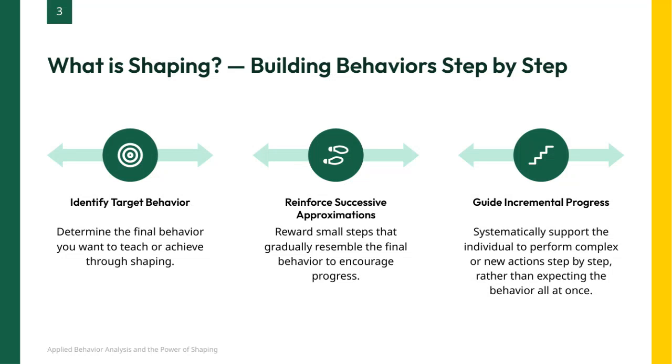When we talk about shaping, the first step is to clearly identify the target behavior. This is the final action or skill you want to help someone learn or develop. Next, we focus on reinforcing successive approximations. That means rewarding small steps that get closer and closer to the desired behavior, encouraging steady progress along the way. Finally, shaping involves guiding incremental progress. Instead of expecting the person to perform the behavior perfectly right away, we support them step by step, breaking down complex or new actions into manageable parts. This gradual approach makes learning more achievable and effective.